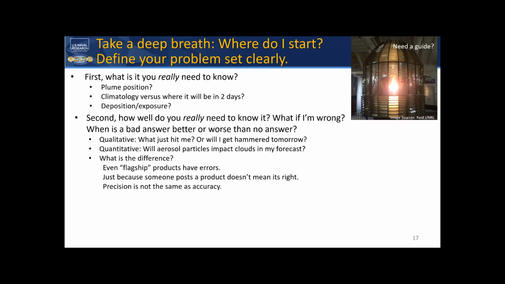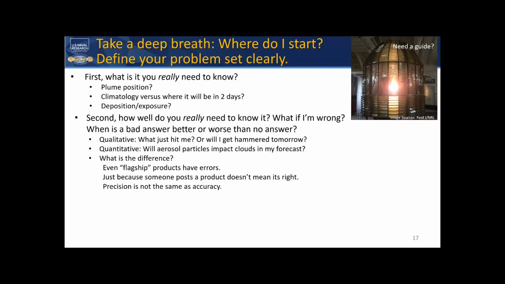Well, the first thing you have to come to grips with is that even the big flagship projects have errors. And so we are always worrying about error estimates. It doesn't matter where it comes from. It can be supposedly the best, cleanest data on the planet, and we still worry about the error characterization of that data. Also, lots of people are posting data now, and just because somebody posts data doesn't mean that it's right, or it's not right, or it might be right for their application, but it might not be right for your application. And probably the most important thing is that precision is not the same as accuracy.